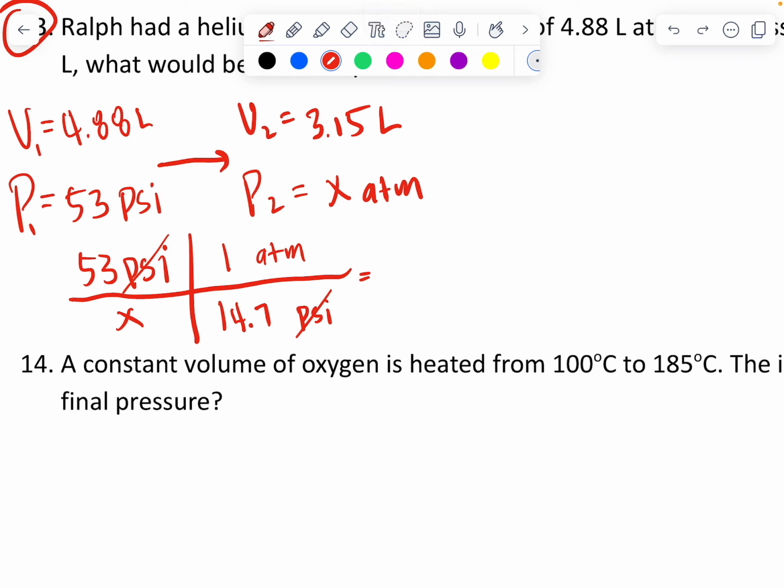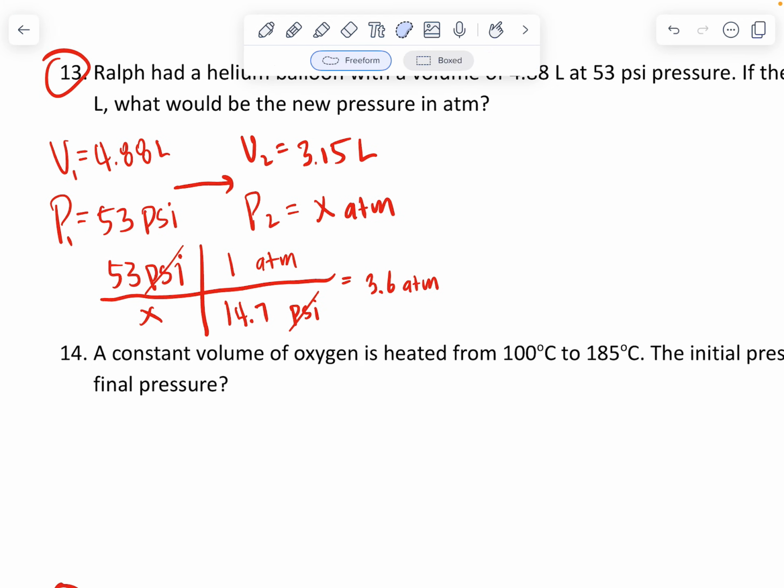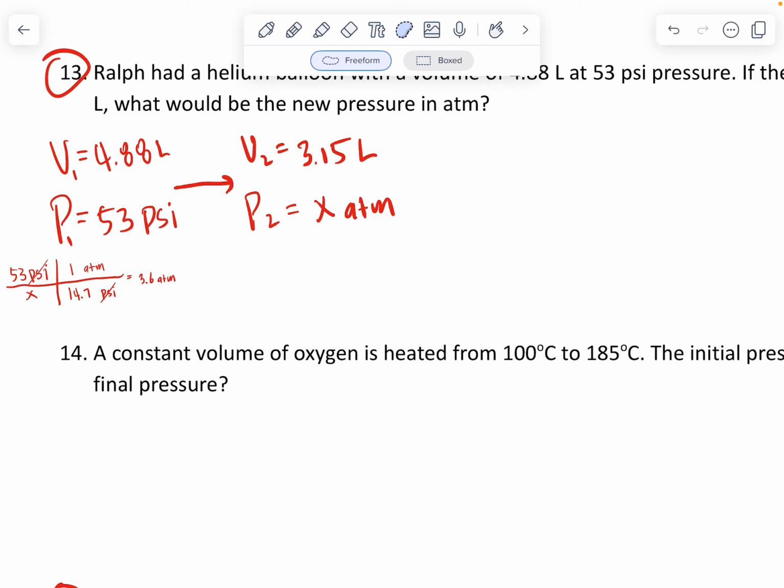53 times 1. I really hope you're not putting that into your calculator. It's just 53 divided by 14.7. That gives me 3.6 ATM. Okay? So that's what it is. So let's go ahead and bring this to the side a little bit.